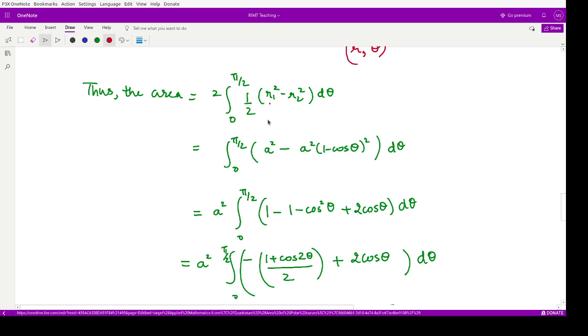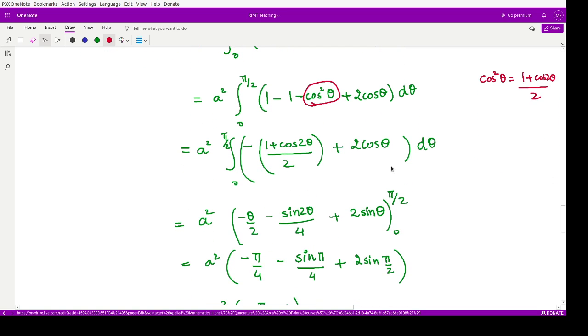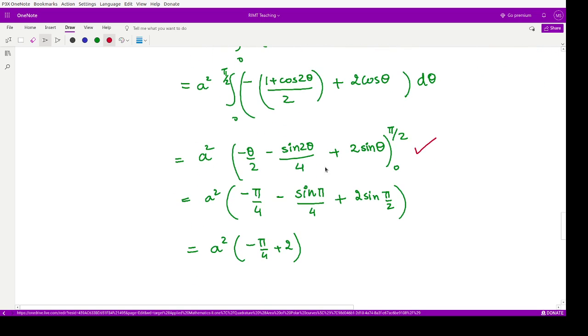So the value of r1 is a, the value of r2 is a into 1 minus cos theta, squaring both, opening up the brackets, and simplifying this. Instead of this cos square theta, we will be using the double angle formula, that would be 1 plus cos 2 theta divided by 2. So the value here comes out to be this term after integration. Now substitute the limits, theta going from 0 to pi by 2. So the upper limit is this one.